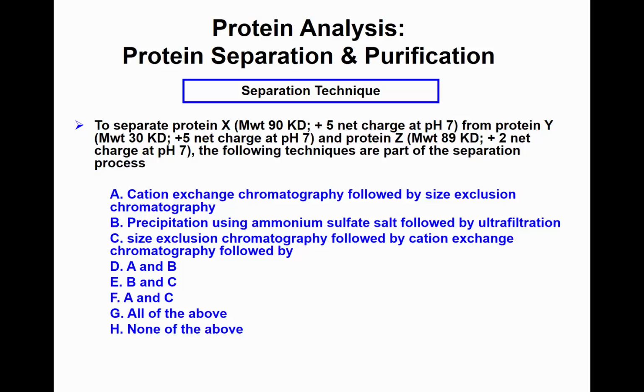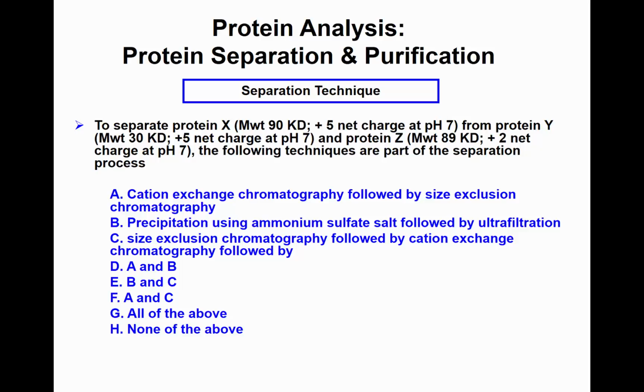All of them. So, the second one, you can also precipitate using ammonium salt. At a particular concentration, again, you need to know what concentration to start with, the protein that has a +2 net charge will precipitate faster. So if we know what concentration of ammonium sulfate to use to precipitate just the +2 charge, then you can take that and then you will have Z separated from X and Y.